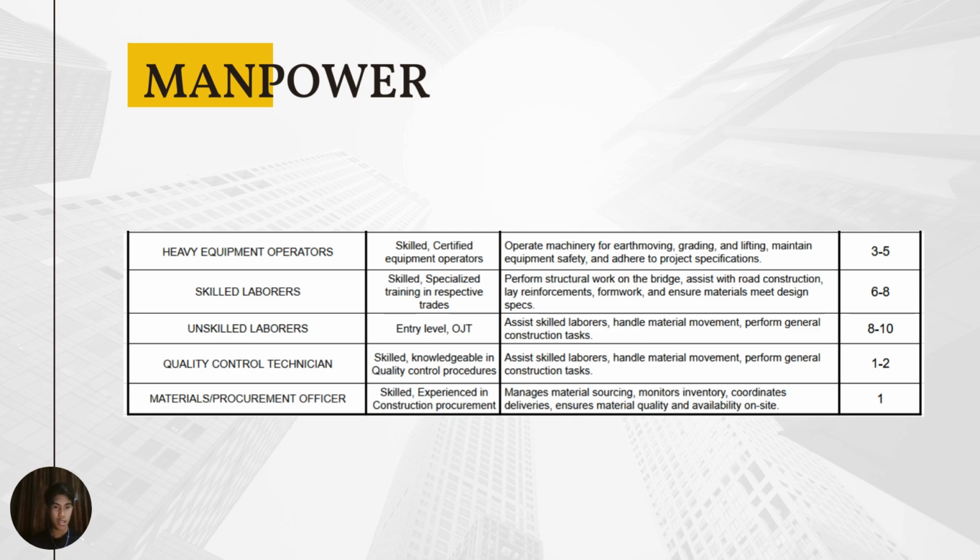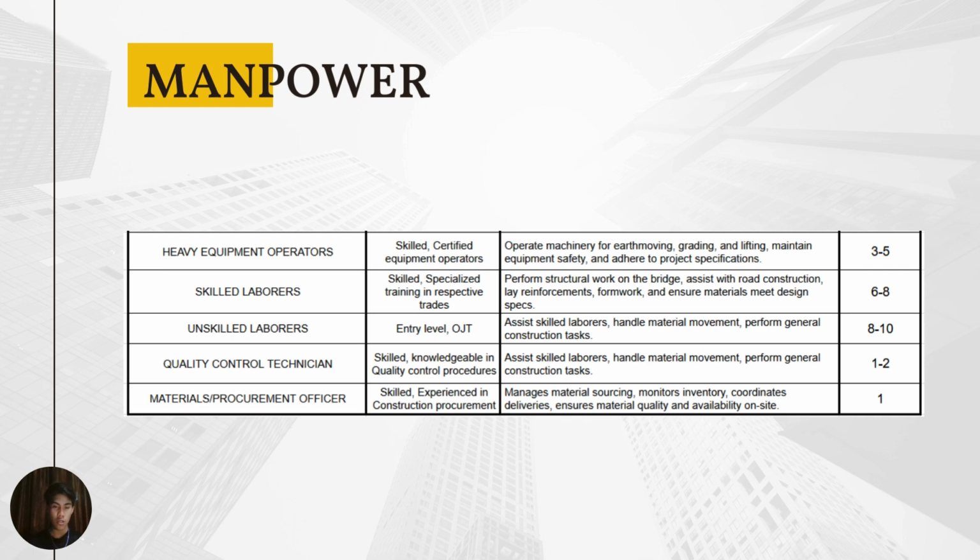And next is the skilled laborers. So they must be skilled and specialized and have specialized training in their respective trades. So we need six to eight of these. For unskilled laborers, they can be entry level or OJT. We need 8 to 10 of these.